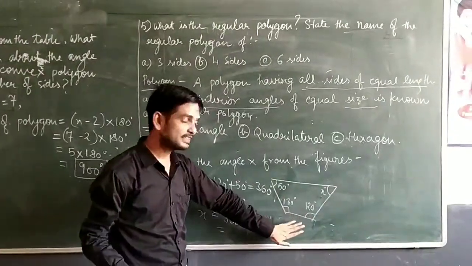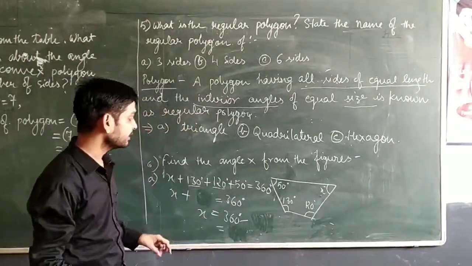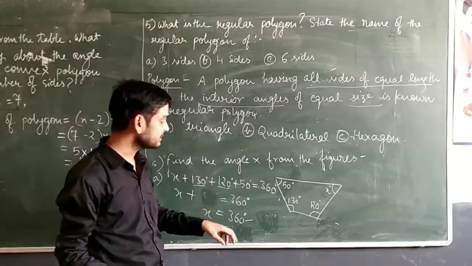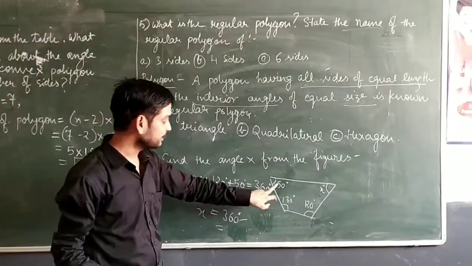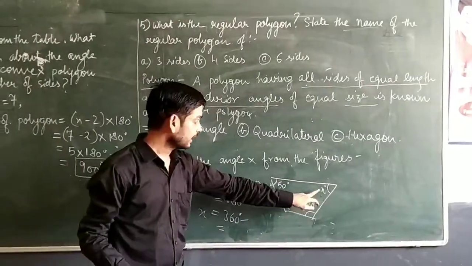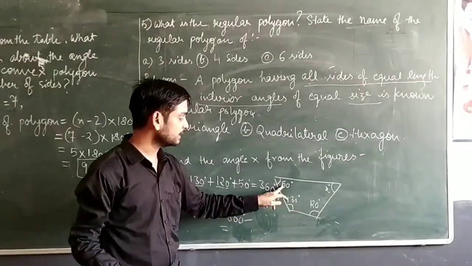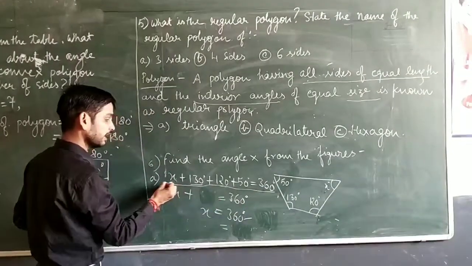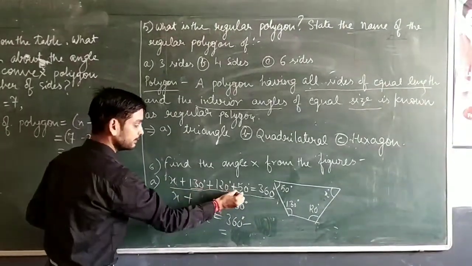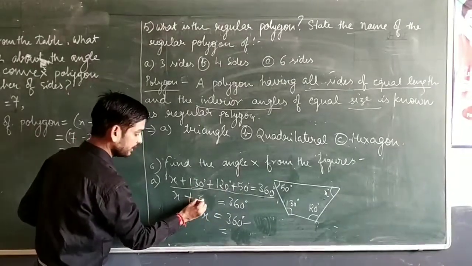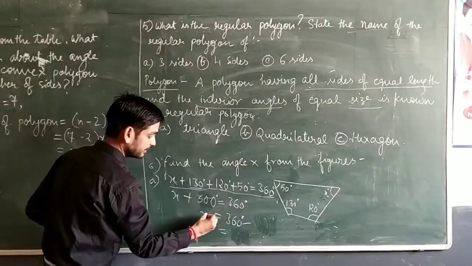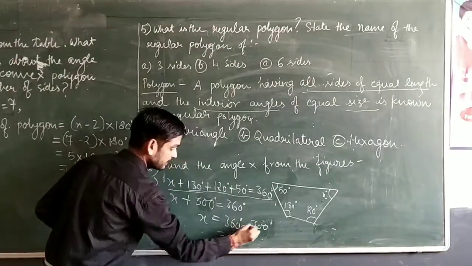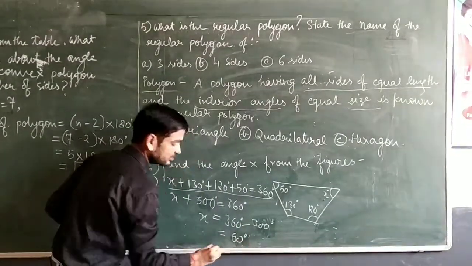You can see, student, this is a quadrilateral figure, and what is the angle property of a quadrilateral? The sum of interior angles of a quadrilateral is 360 degrees. That means firstly we have to do the sum. x plus 120 plus 130 plus 50 degrees is equal to 360 degrees. Now 130 plus 120 plus 50 is 300, and 300 will be moved to the RHS. That means 360 minus 300. The answer is 60 degrees.